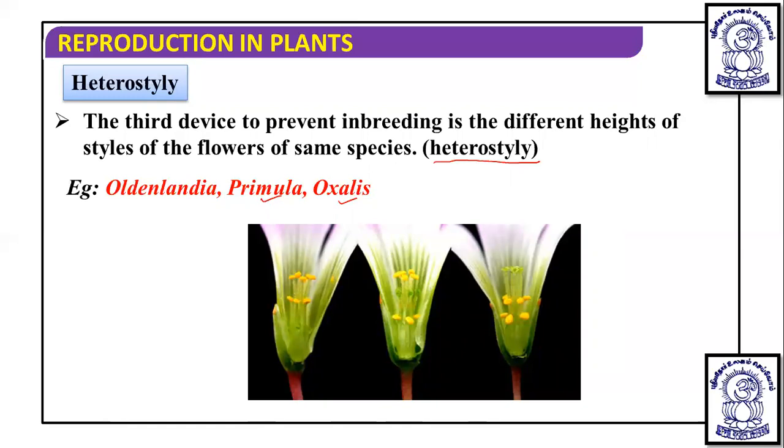Now, actually, in heterostyly, two things occur. Heterostyly is of two types: distyly and tristyly. Distyly means the presence of two types of flower.